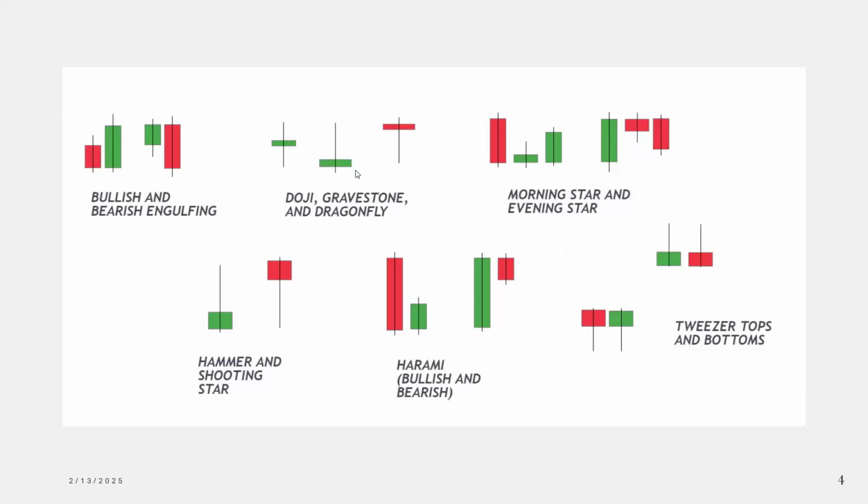The same thing with this one: indecision, but the market bought and then rejected very low. The same thing with here: the market bought, then rejected almost close to the price. So this can signal a reversal for the market.